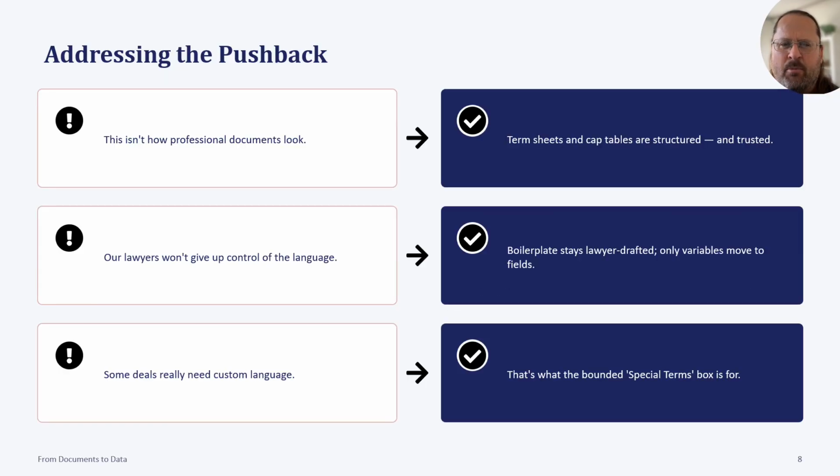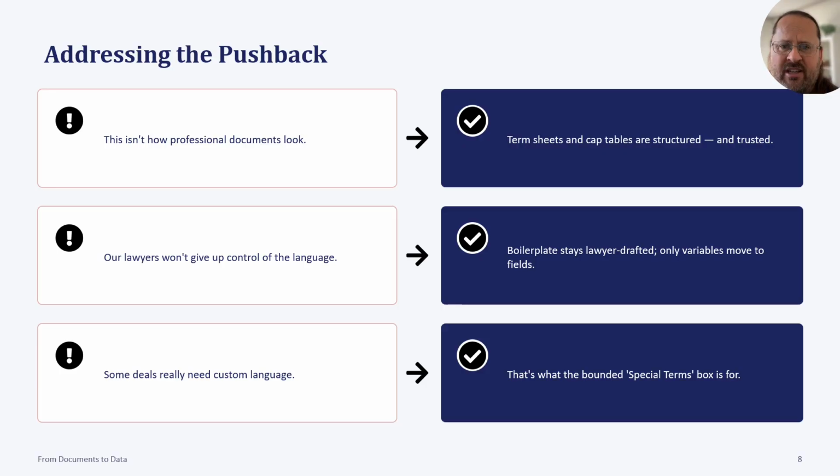Let me give voice to the pushback you'll actually get and answer it directly, because I want you to be ready for it in the room. This isn't how professional documents are supposed to look. Professional was never a synonym for maximally prose. A term sheet, a cap table, an insurance declarations page, all highly structured, all completely professional. All trusted in genuinely high-stakes settings. Structure signals rigor. It doesn't signal sloppiness.